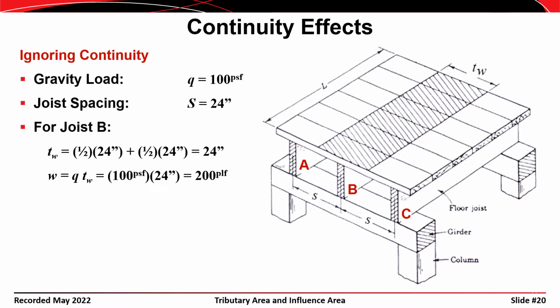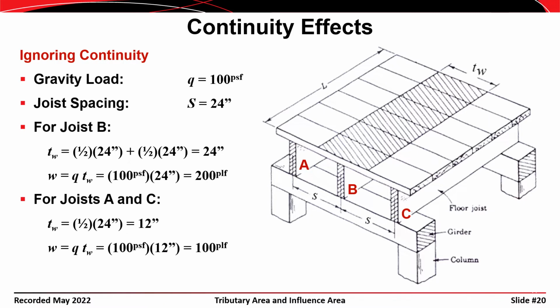If we ignore continuity and use a tributary width approach to determine how much load joist B has to carry, we can determine the tributary width by going halfway towards joist A and halfway towards joist C and determining that the tributary width is 24 inches. Then we can determine that floor joist B has to carry 200 pounds per linear foot of loading. If we look at joists A and C, and if we ignore the little overhangs on the outside of the girders here and here, then we can determine that each of these joists has a tributary width of about 12 inches and each joist carries about 100 pounds per linear foot of load.